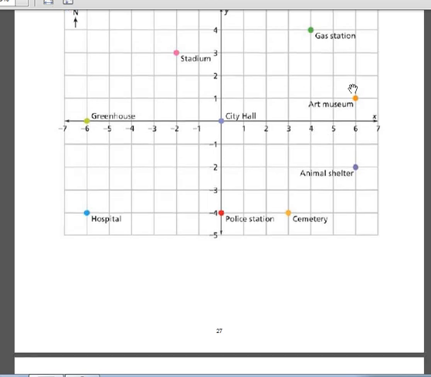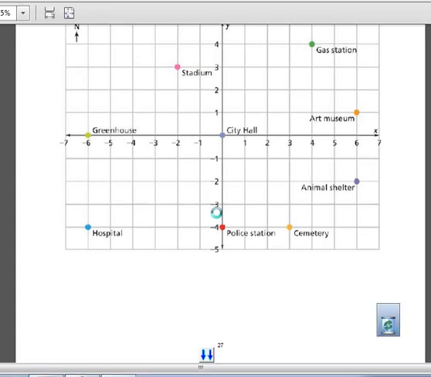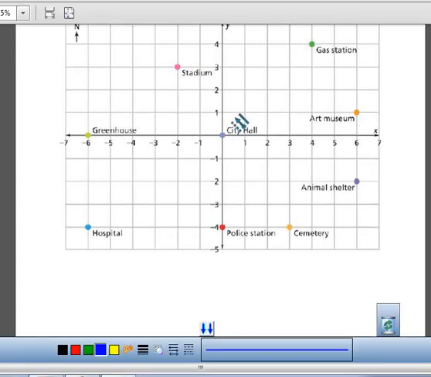Okay, now, I am going to raise this up. What we're going to do is connect a line from City Hall to the gas station. I'll use a blue line for that one. And I'm going to connect a line from City Hall to the animal shelter. Okay, now we need to find this distance, and because of how it is, we can't just count the spaces.